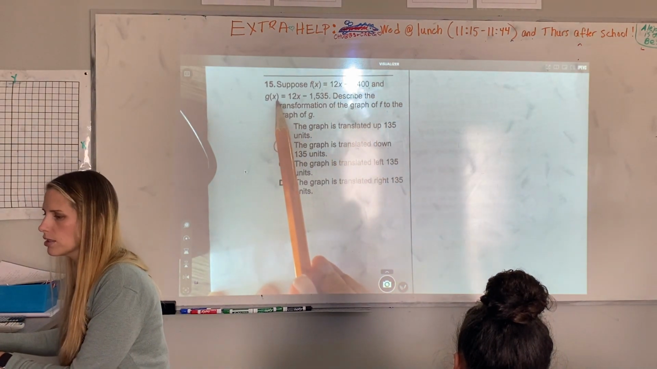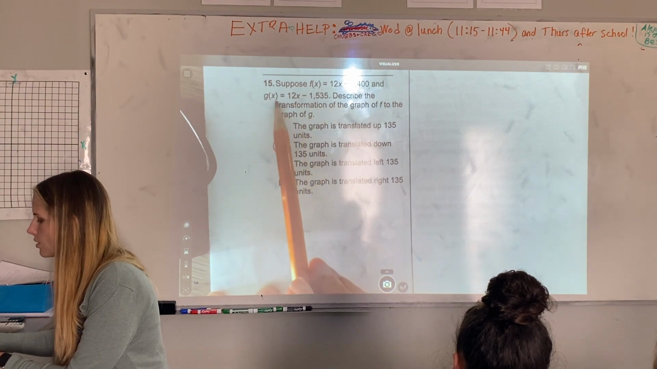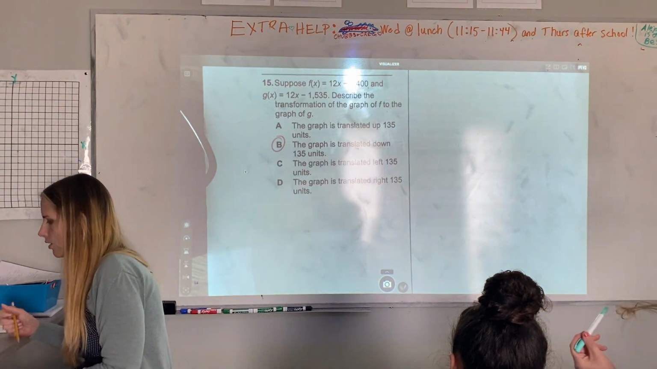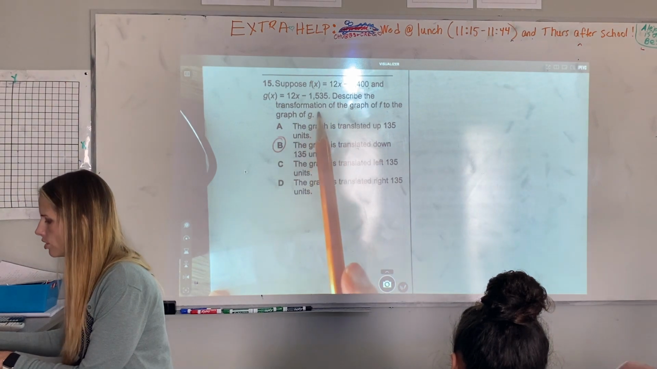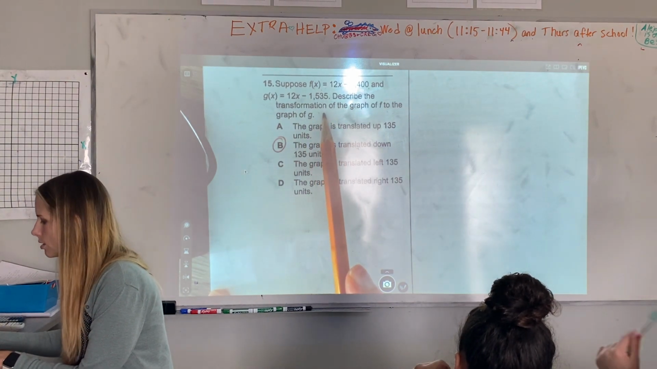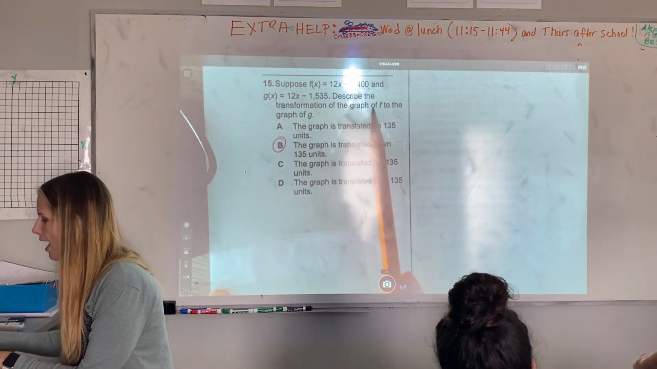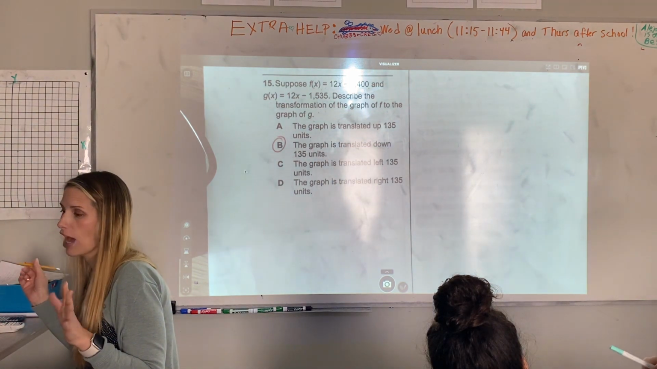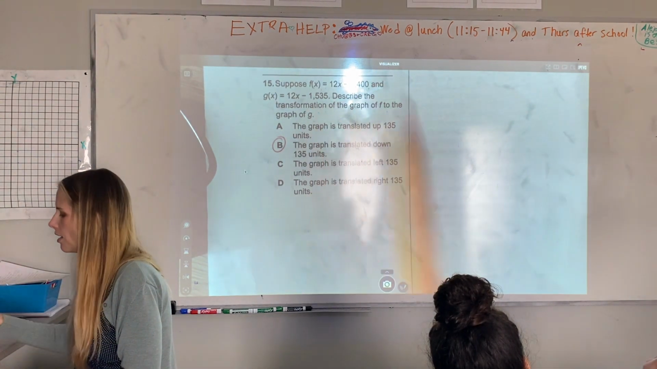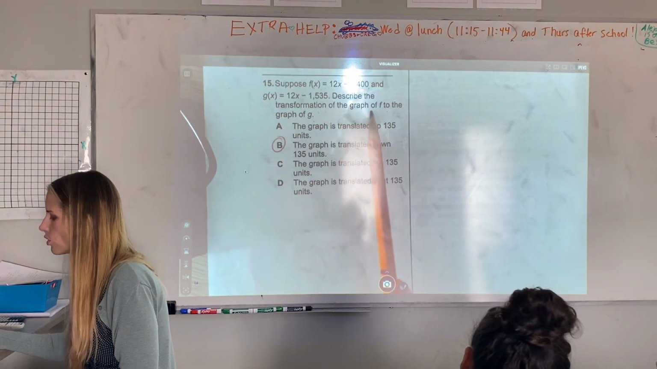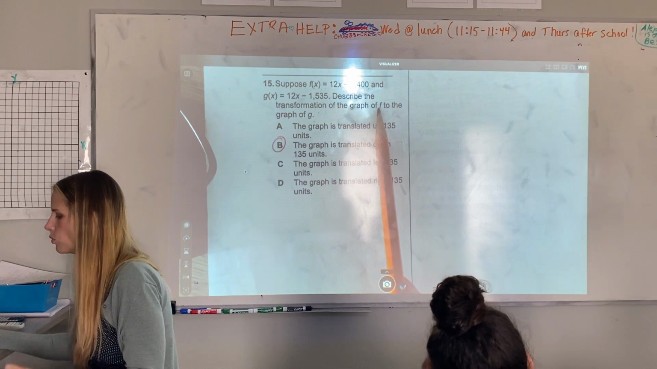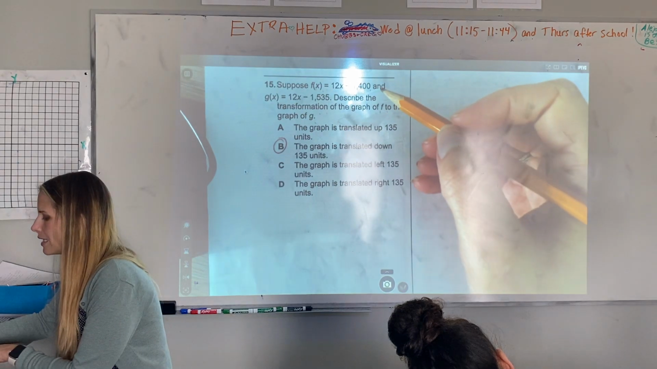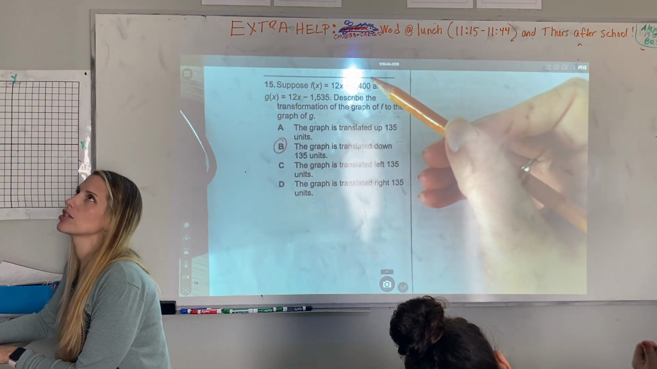Another function, which we'll call g of x, is also a linear function, linear equation. So we have two lines on a graph. Describe the transformation, which just means how it changes. Describe the transformation of the graph of f to the graph of g. Technically you could graph it, but that'd be hard to graph, right? So how would we describe how the graph of f changes to the graph of g, the transformation, the difference between them?